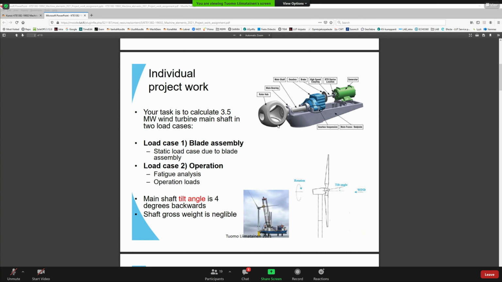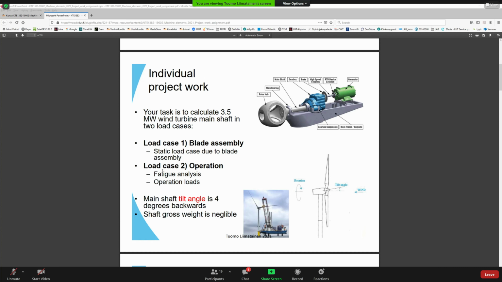Later on, we can see what is the most critical situation in this assembly phase. For that, we need to perform the static load analysis, which means that we will investigate whether the shaft remains unyielding due to the high loads in the blade assembly. The second load case would be operation, and that is a fatigue load case, of course, because the shaft is rotating and we have some fluctuating loads from the wind, and that will require fatigue analysis. These 2 load cases you need to define.